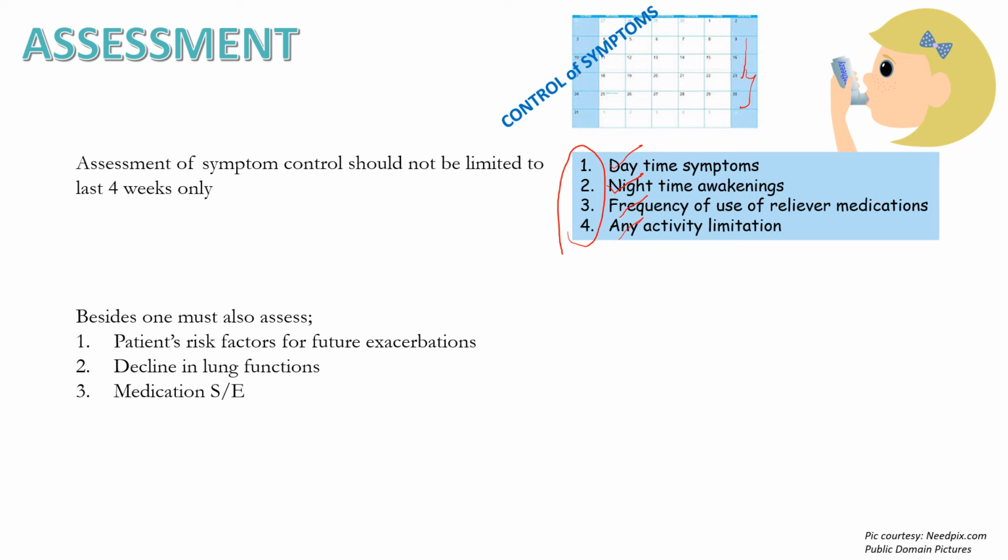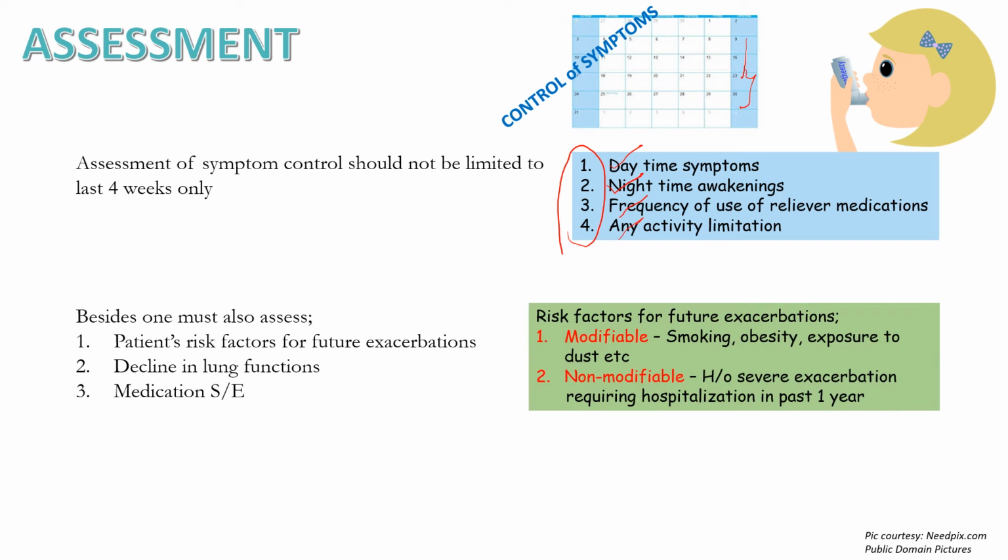Besides assessing symptom control, one must also assess the risk factors of the patients for future exacerbations. So what are these risk factors? There are 2 kinds of risk factors for future exacerbations: modifiable risk factors and non-modifiable risk factors. Modifiable risk factors are, for example, exposure to smoking, exposure to dust, etc. And non-modifiable risk factors are a history of severe exacerbation requiring hospitalization, PICU admission, or even intubation in the past 12 months.